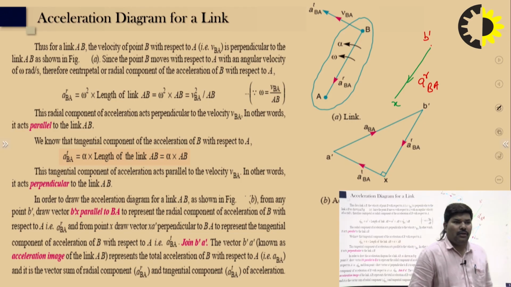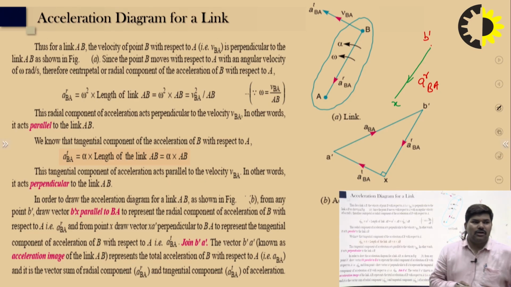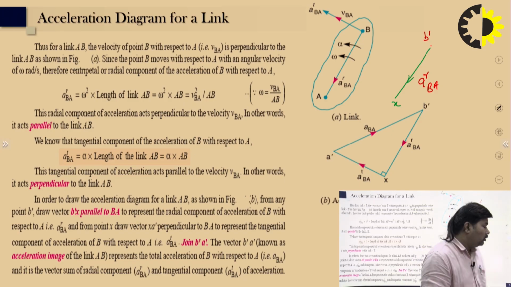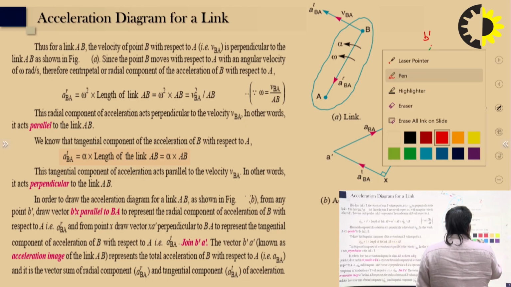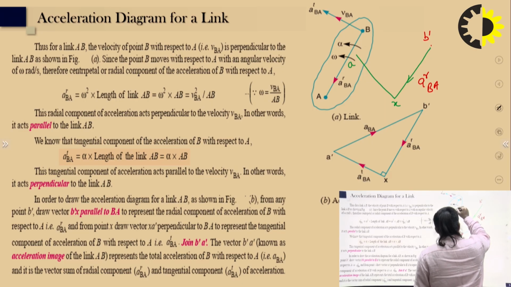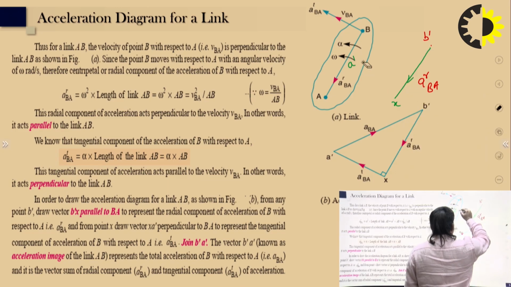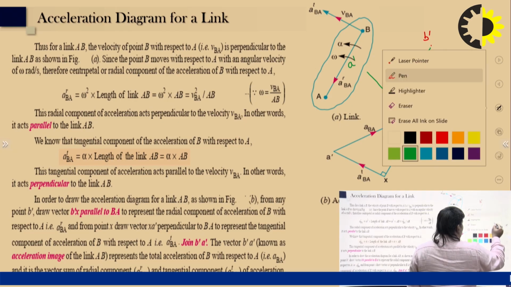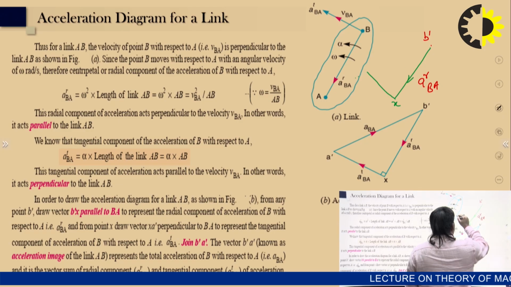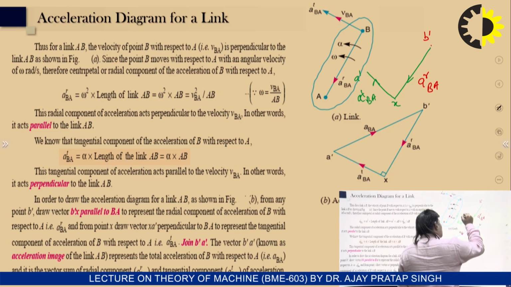From point x draw the vector x a dash perpendicular to BA, which represents the tangential component of acceleration of B with respect to A. So x a dash is the tangential component of B with respect to A.